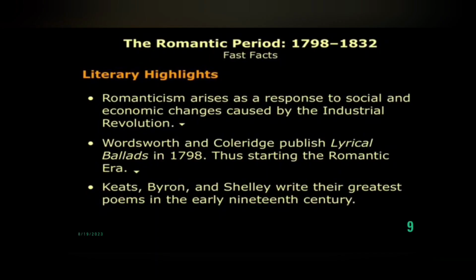Okay, students, as I told you, these are some highlights we can say. Romanticism arose as a response to social and economic change caused by the Industrial Revolution. Wordsworth and Coleridge published Lyrical Ballads in 1798. Thus started the Romantic era. Keats, Byron, and Shelley wrote their greatest poems in the early 19th century. I have just told this in the highlights.